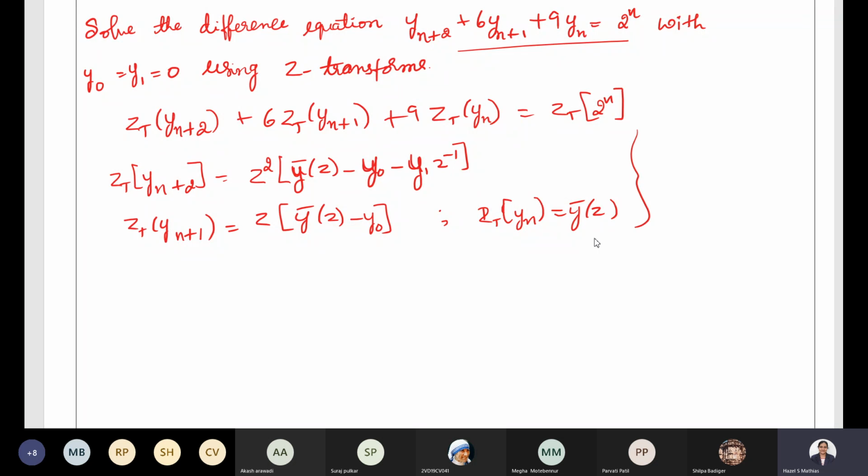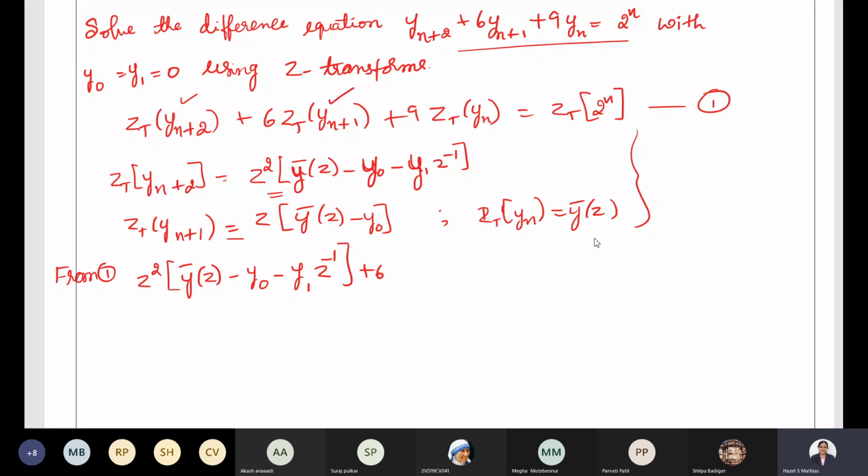Now let's substitute these things one by one in the equation. This is equation 1. So from 1, when you substitute all these things, first is the z transform of y n plus 2. What is the z transform of y n plus 2? z square into y bar of z minus y naught minus y1 into z power minus 1, plus 6 times the z transform of y n plus 1. That is z into y bar of z minus y naught, plus 9 times the z transform of y n, which is y bar of z.